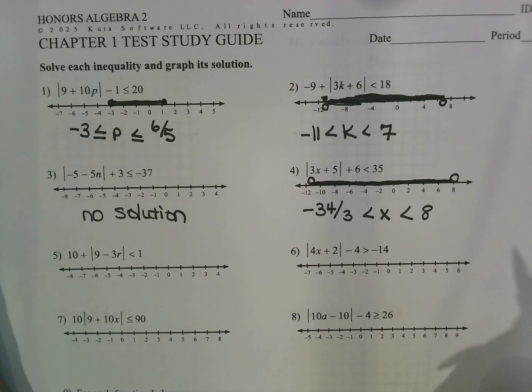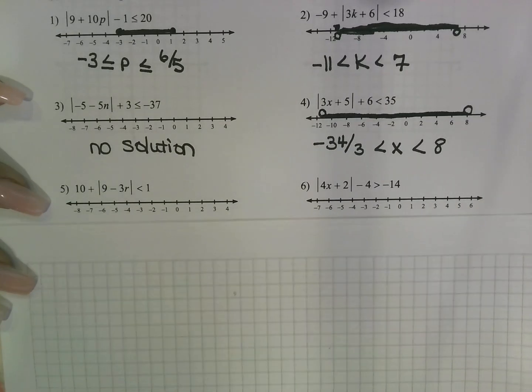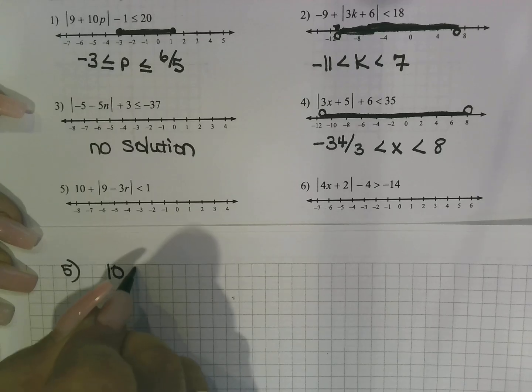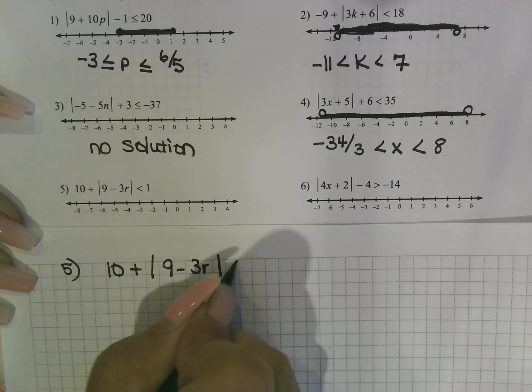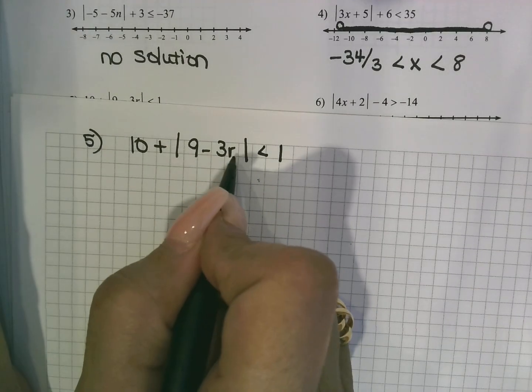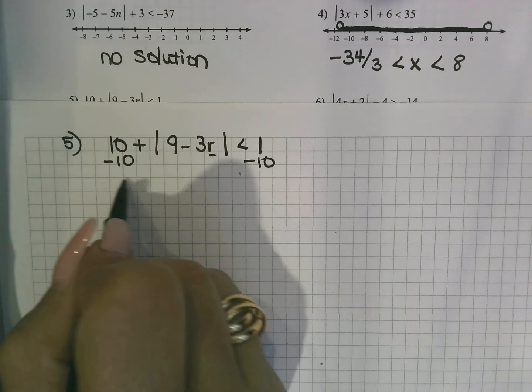Okay? All right. Let's take a look at number 5. All right, let's go back here. Sorry. So for number 5, we have 10 plus absolute value of 9 minus 3r less than 1. So again, we're going to isolate this r, so I'm going to subtract 10 from both sides.